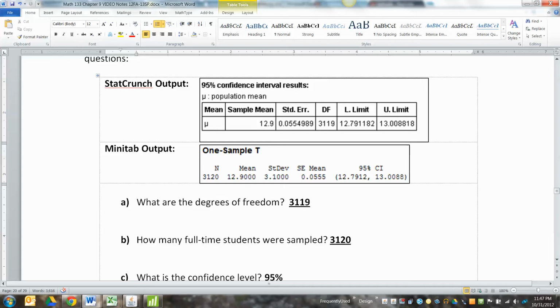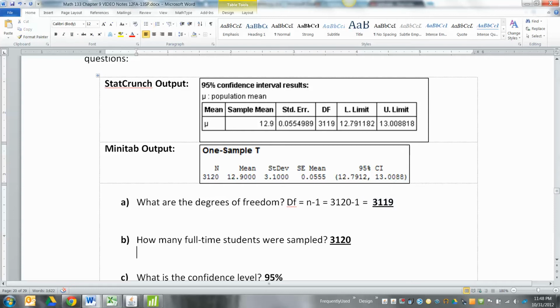So what are the degrees of freedom? So you want to look up here. In StatCrunch, you can see DF, degrees of freedom, is right there, 3119. So if you're given StatCrunch, that's easy. But if you're given Minitab, you have to find it right here because N was 3120. So you'd have to do 3120 take away 1, because remember it's N minus 1 is your degrees of freedom. So DF equals N minus 1, which is equal to 3120 minus 1, which is 3119. So one way or another, you can get it.